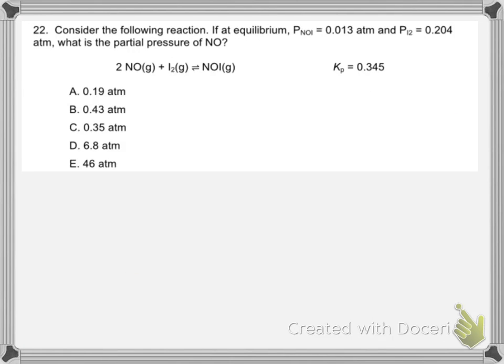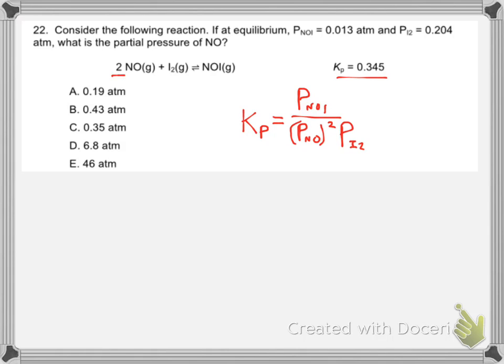In this problem, we're trying to find an equilibrium pressure. So we're given a Kp, and remember Kp is just products over reactants, but specifically it uses pressures. So pressures are directly proportional to concentrations, so we can utilize them here. And it's going to be products, so the pressure of the NOI gas over the pressure of nitric oxide squared, because of that 2 here, then times the pressure of the I2 gas. And we're given 2 of these pressures, and we just have to solve for the 3rd one.